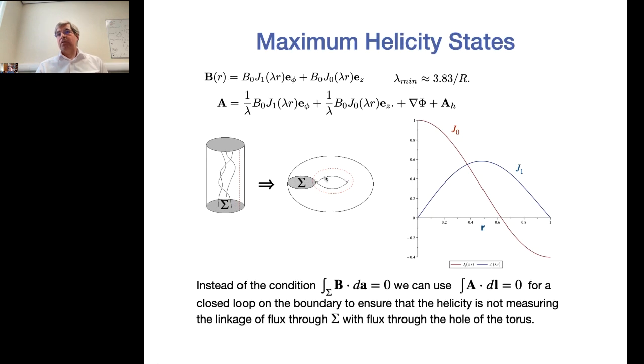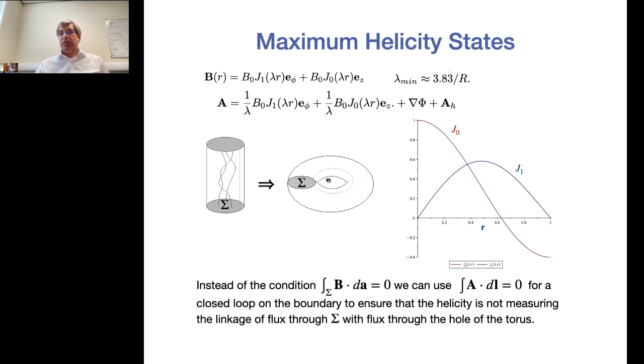Line integral over the vector potential. That condition ensures that there is no flux going through the whole of the torus. So either one uses the condition that there is no flux through the whole of the torus, or that the flux in the torus vanishes, and both lead to the helicity being well defined.